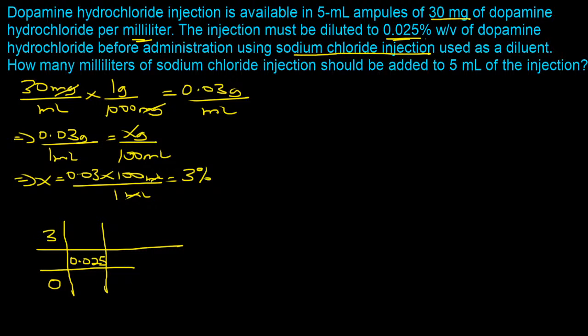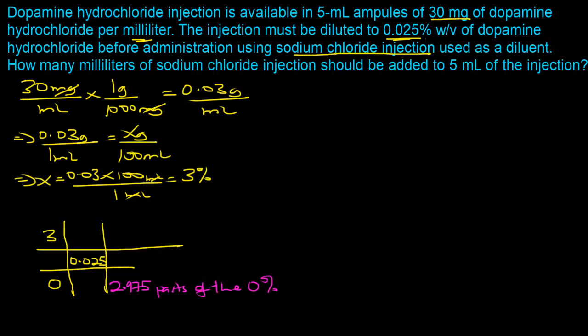So now we can go to the next step, where we take the desired concentration and subtract that value from the higher concentration. So 3 minus 0.025 gives us 2.975. And this number you put in the bottom right, and it represents the parts of the sodium chloride injection, or the 0% component.